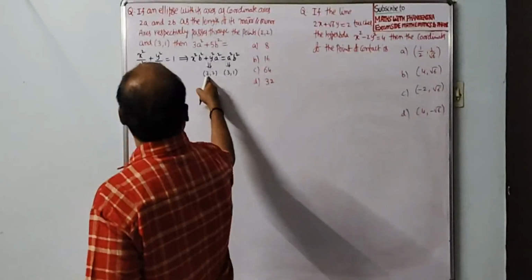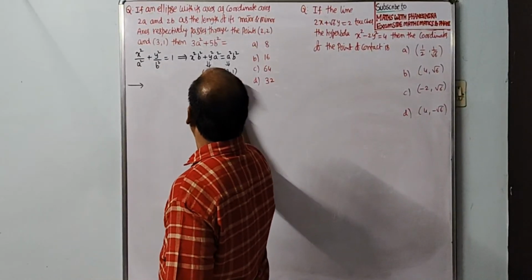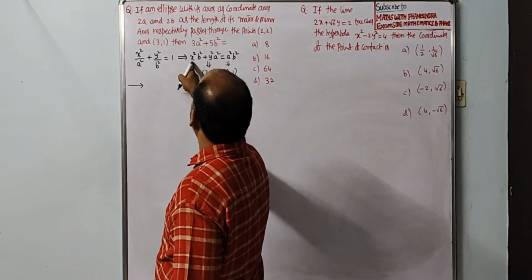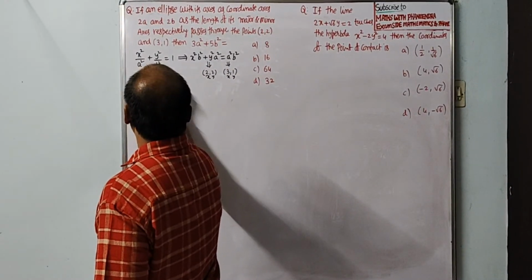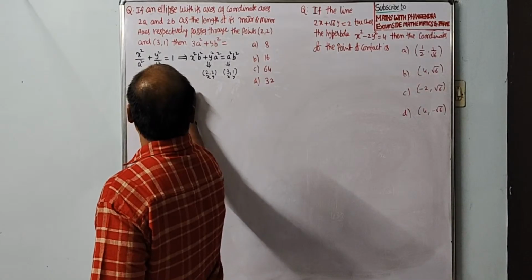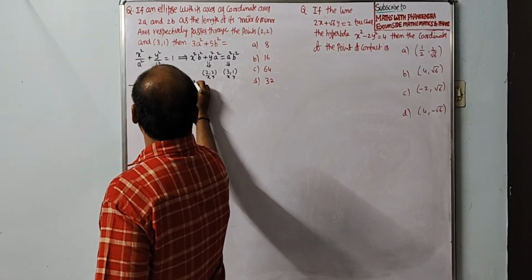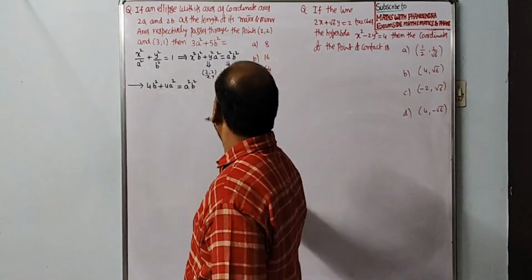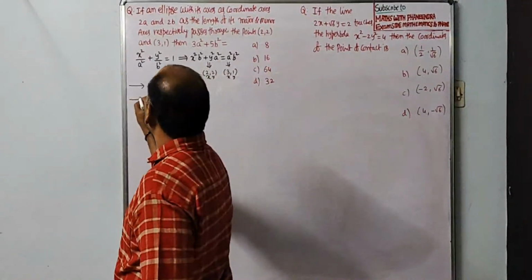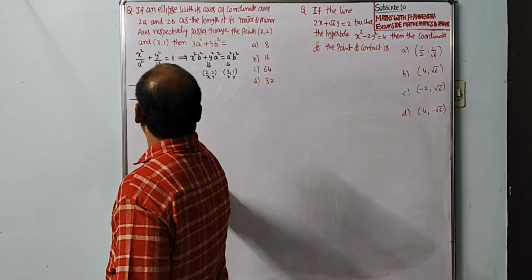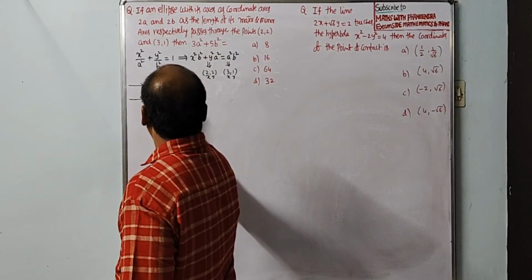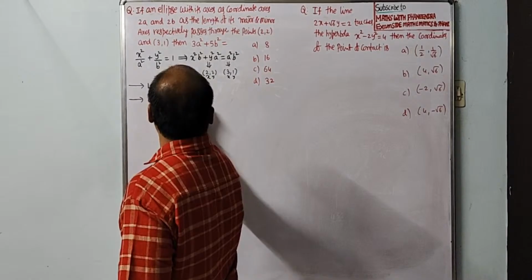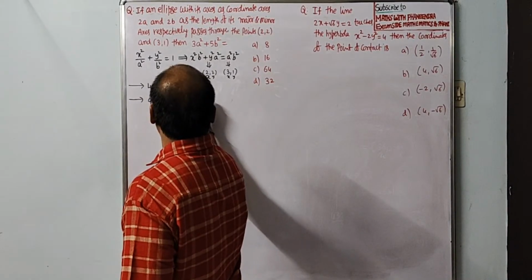First case, in place of x and y, substitute (2, 2). So what happens here? 4b square plus 4a square is equal to a square b square. Next, substitute the second point and write it. So what comes here? 9b square plus a square is equal to a square b square.